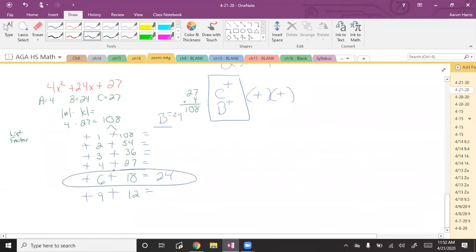Now what do I do? You put x plus 6 times x plus 4. Oh, you rewrite it. So go ahead and rewrite it, Cameron.